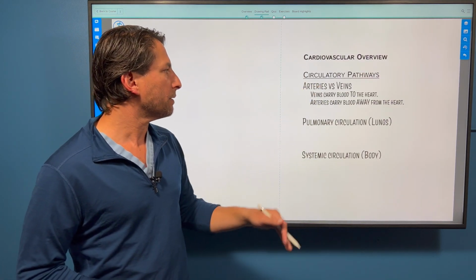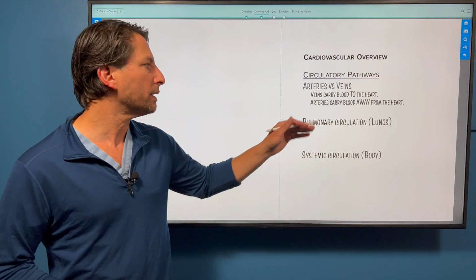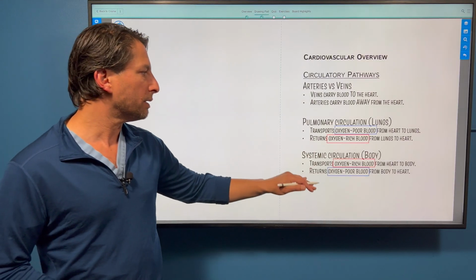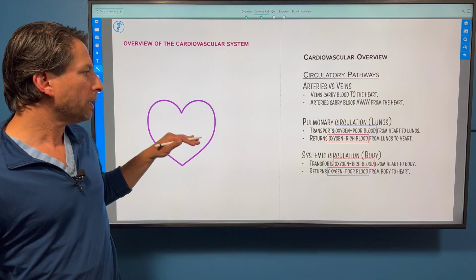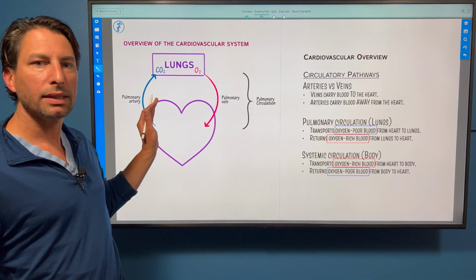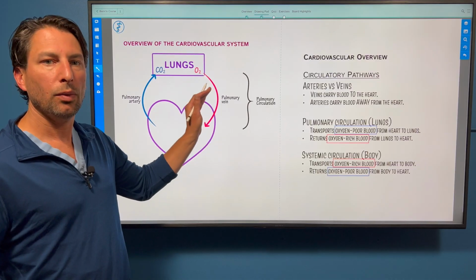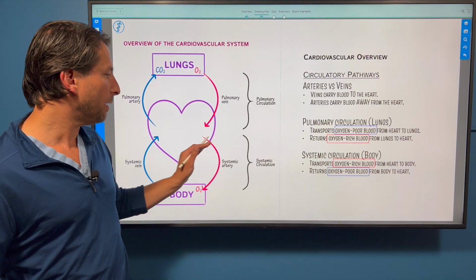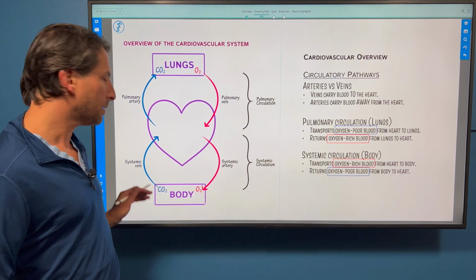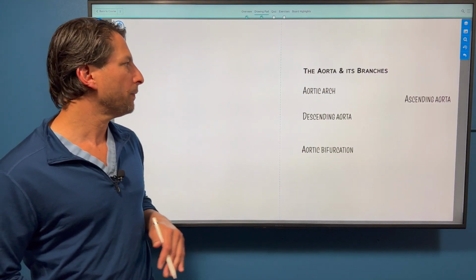Moving on to cardiovascular system, arteries versus veins. Veins carry blood to the heart, arteries carry blood away from the heart. So let's see what that means with these two different circulation systems. So here's our heart here. From the pulmonary standpoint, the pulmonary artery carries poorly oxygenated blood to the lungs. The pulmonary vein carries well oxygenated blood back to the heart. And then from systemic circulation, the oxygenated blood goes through the systemic arteries, and then the systemic veins carry the poorly oxygenated or deoxygenated blood back to the heart.